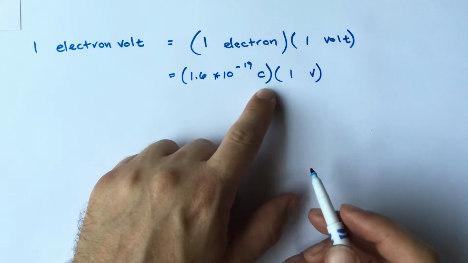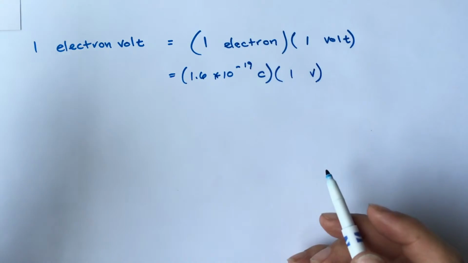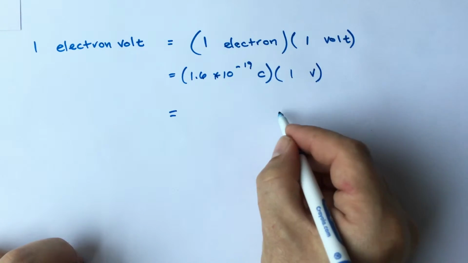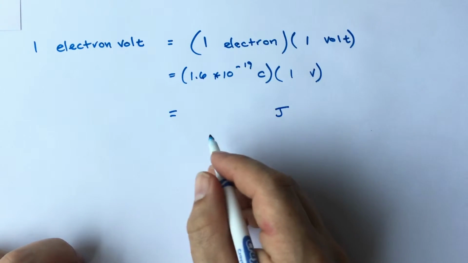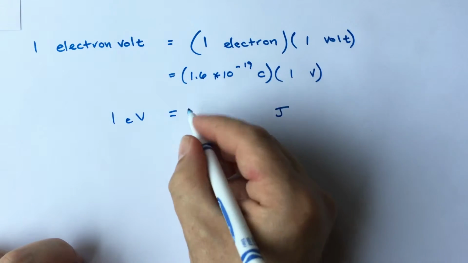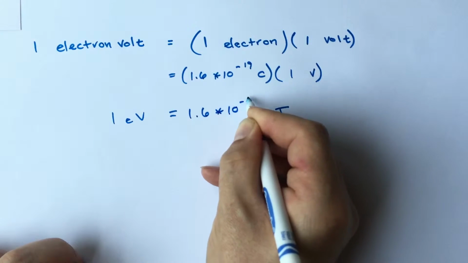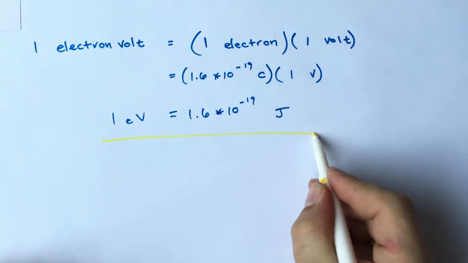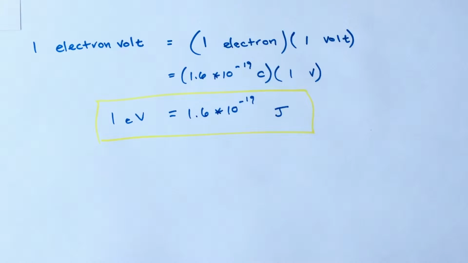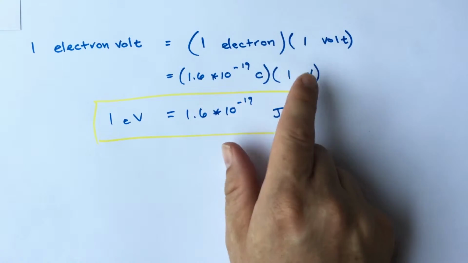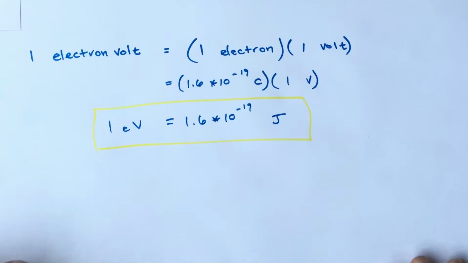And a coulomb times a volt is going to give us an energy unit, and that's the joule. So a coulomb times a volt gives us a joule. And how many joules is this? Well, 1 electron volt is equal to 1 times this number. It's 1.6 times 10 to the negative 19 joules. All right? This is important. An electron volt is a unit of energy that is equal to 1.6 times 10 to the negative 19 joules. And a joule is a coulomb times a volt. Rock on.